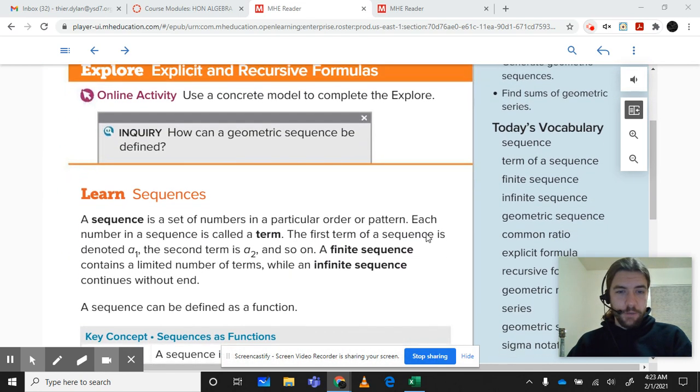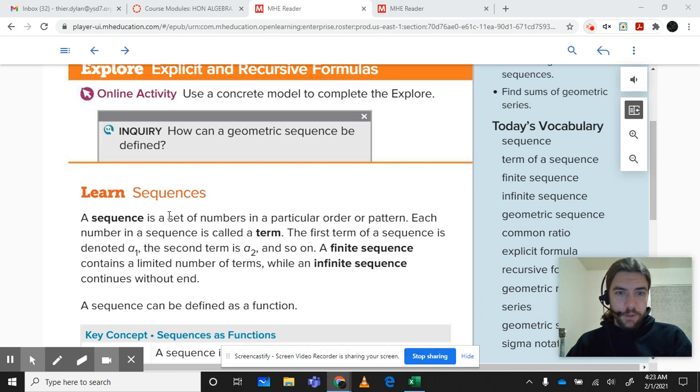If we want to look at the definition from the book, a sequence is a set of numbers in a particular order or pattern. Each number in a sequence is called a term. The first term of a sequence is denoted A1, the second term is A2, so it's just our notation here, and so on. A finite sequence contains a limited number of terms, while an infinite sequence continues without end. A sequence can be defined as a function.